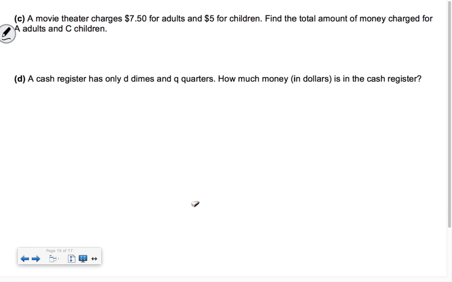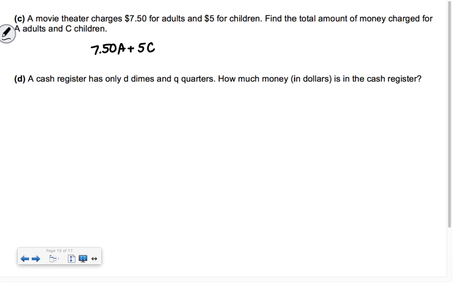All right, so anyway, a movie theater charges $7.50 for adults, $5 for children. Find the total amount of money charged for A, adults, and C, children. Yeah, Xavier? 7.5A plus 5C. Exactly. So 7.5 or 7.50A, doesn't matter, plus 5C, exactly.